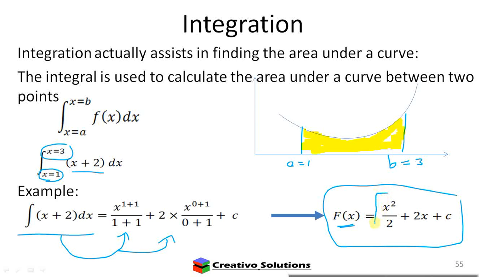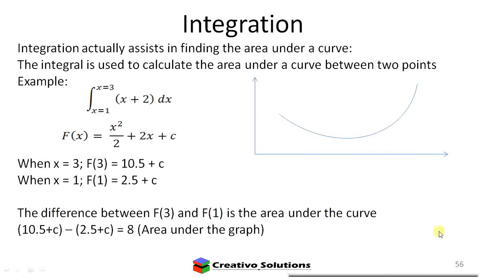So what am I going to do here? Put a bracket, and I'm going to solve for 1 to 3. What I do is substitute the 3 in, and I subtract the substituting in the 1. That's what I've done on the side. So I take the function, substitute f of 3. Put the 3 in. What do I get? 3 squared over 2 plus 2 times 3. If you work that out, you get 10.5.